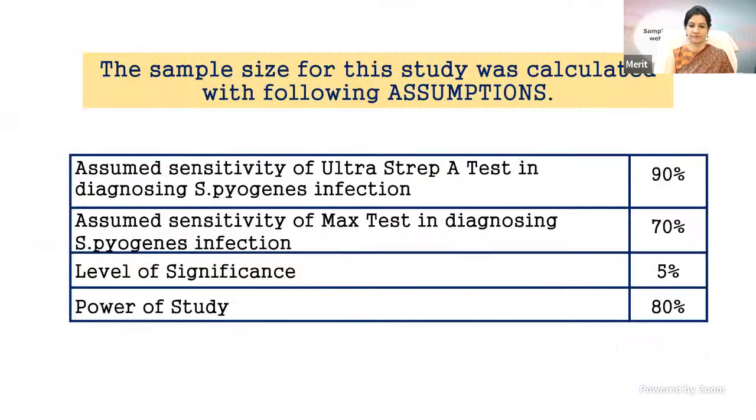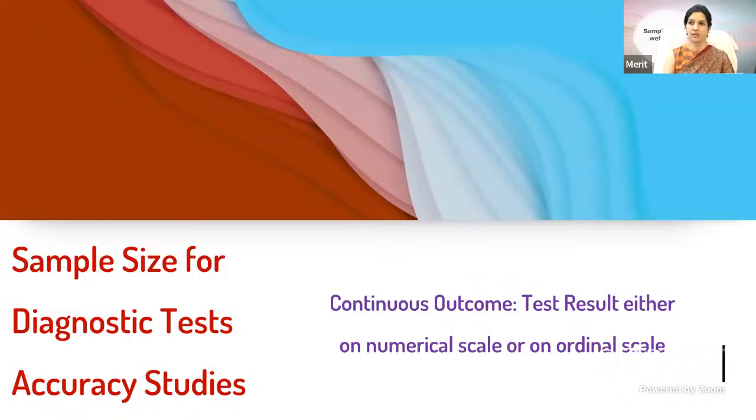Okay. So now the sample size for the diagnostic test study, what we have discussed, was for when the outcome is continuous in nature. The continuous nature of outcome means either it is on a numerical scale or on an ordinal scale. So in both cases, the output will be in the form of a continuous variable. So we have got two options.